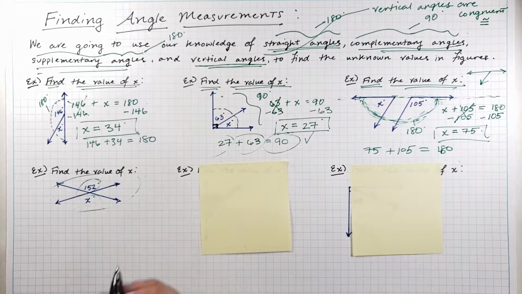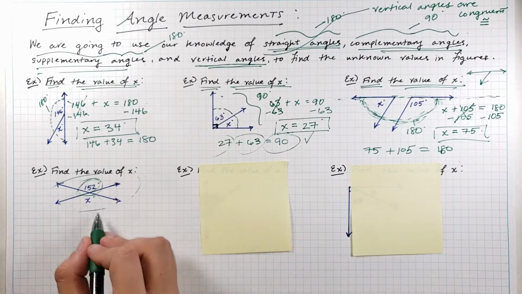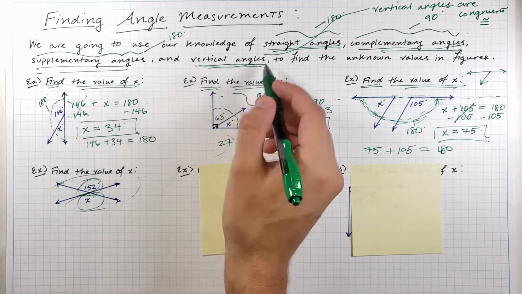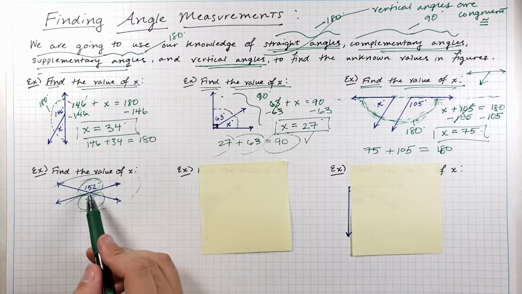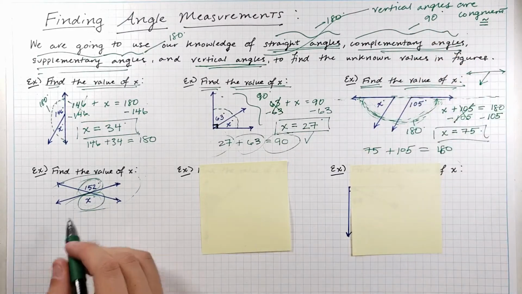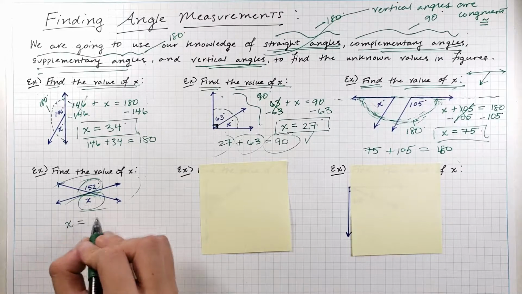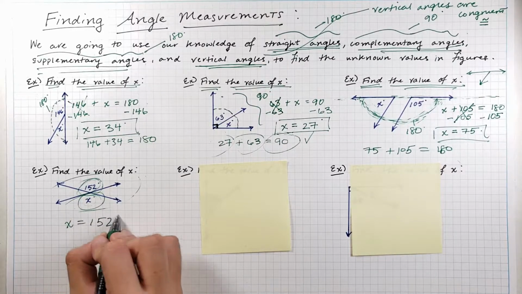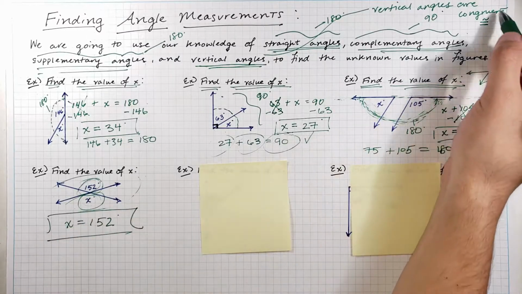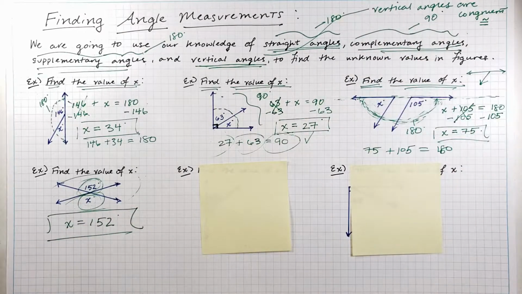Okay, so what you can do here is, this one is congruent to this one. So you really don't have to do anything if you understand what vertical angles means, because these two are vertical to each other. Vertical angles are congruent. So that means x is equal to 152 degrees also. All right, that easy. As long as you remember that vertical angles are congruent.